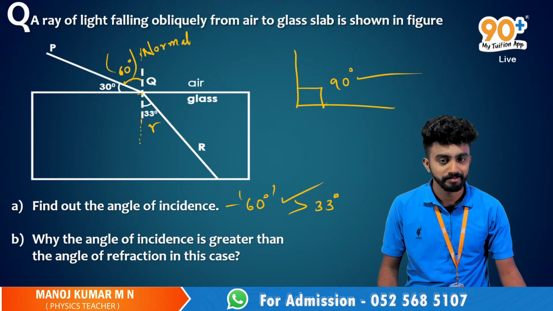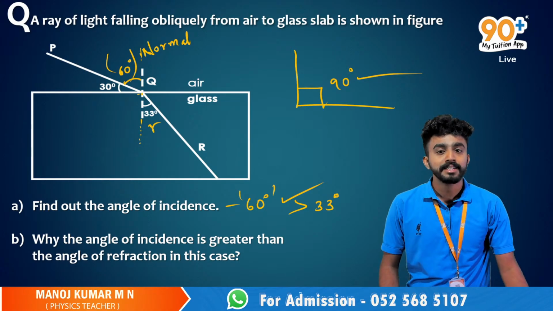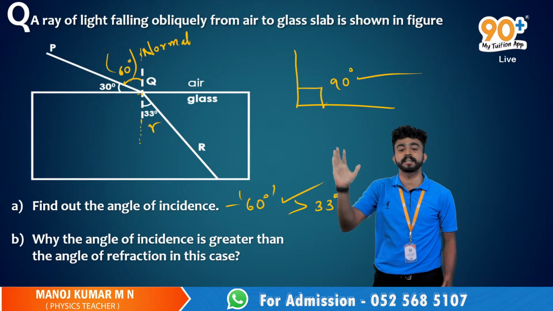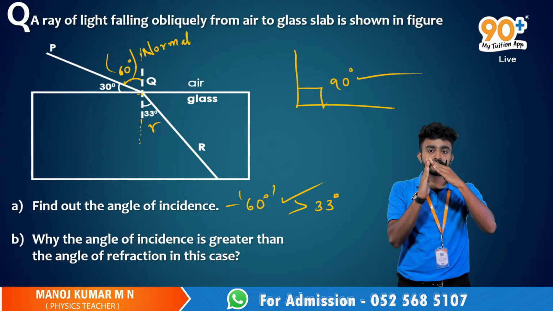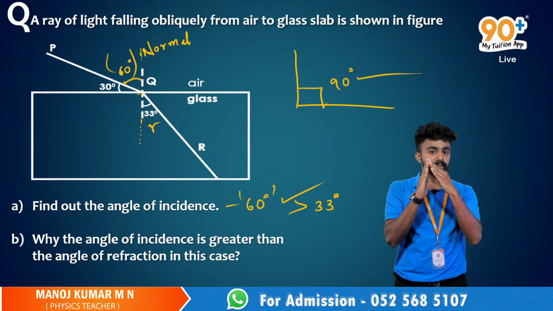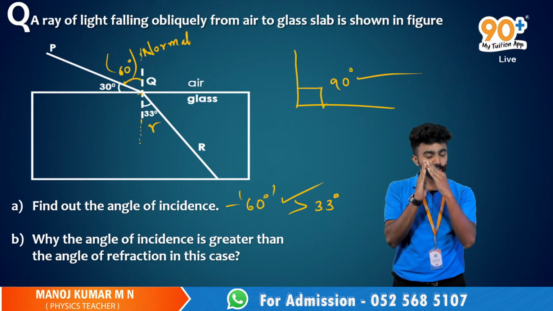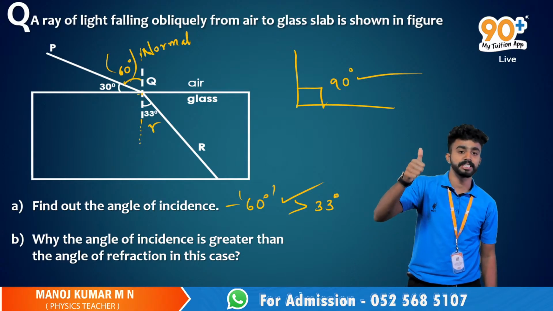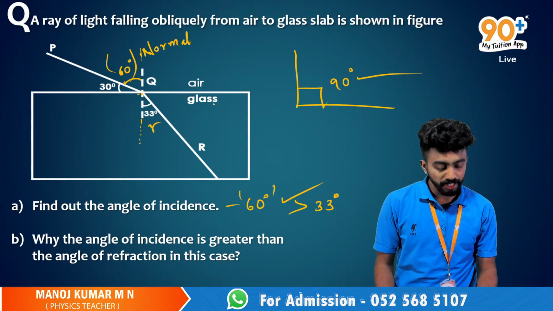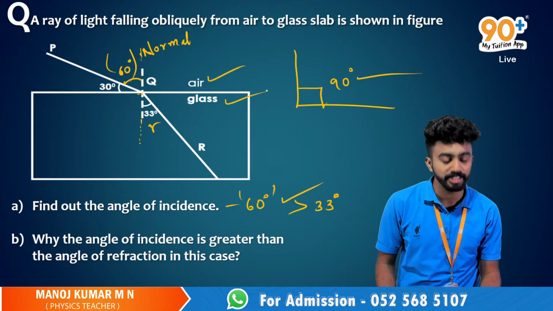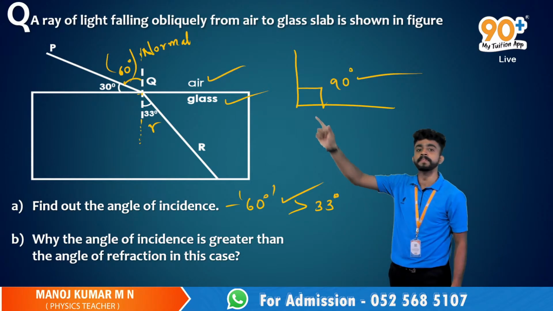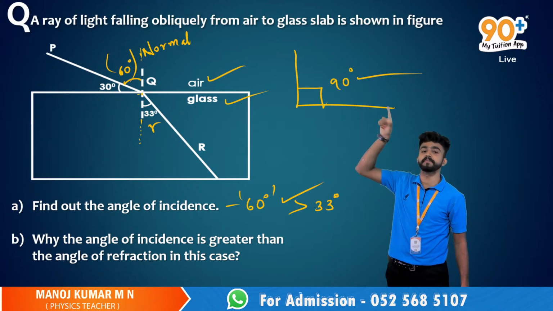Because it's going from rarer to denser medium. In the case of denser medium, the refracted ray bends towards the normal, so the angle of refraction will be lesser. Very good, Jaswin. In this case it is air and glass, so it is from rarer to denser. Air is a rarer medium and glass is a denser medium.